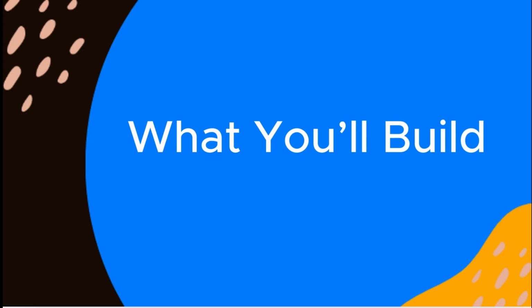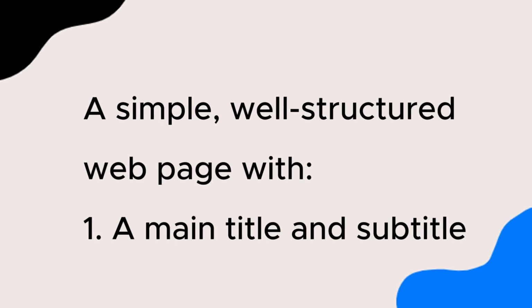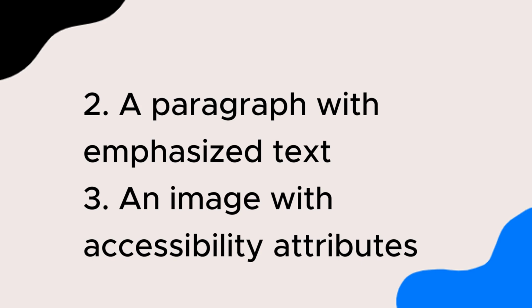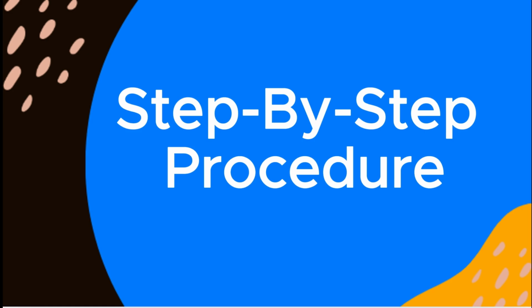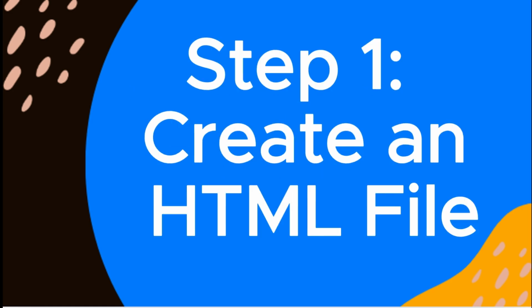What you will build: a simple, well-structured web page with 1. A main title and subtitle. 2. A paragraph with emphasized text. 3. An image with accessibility attributes. 4. A list with nested items. And 5. An internal and external link. Step-by-step procedure. Step 1. Create an HTML file.